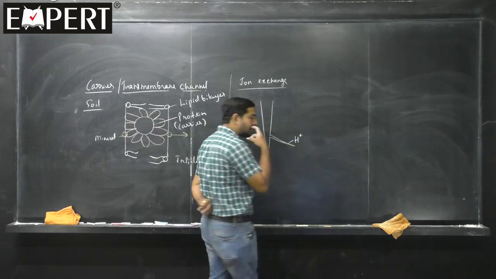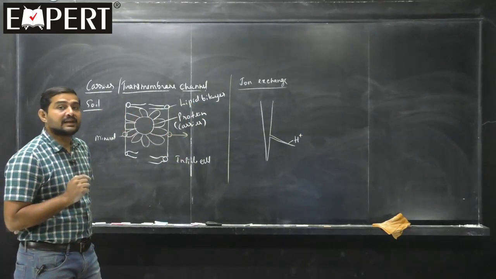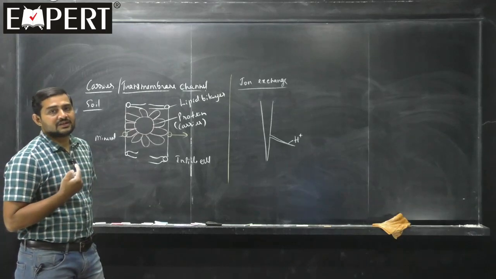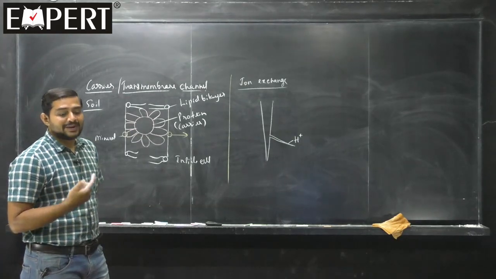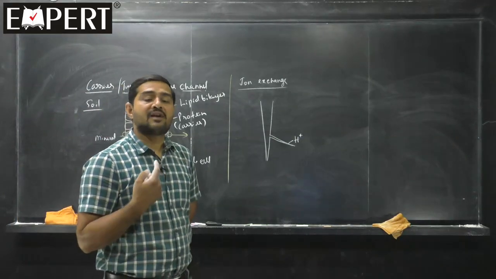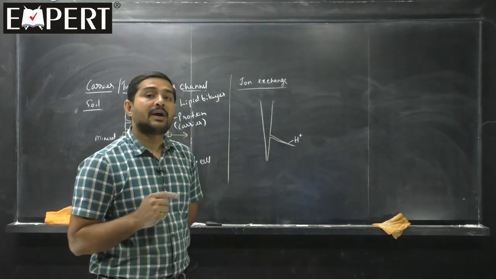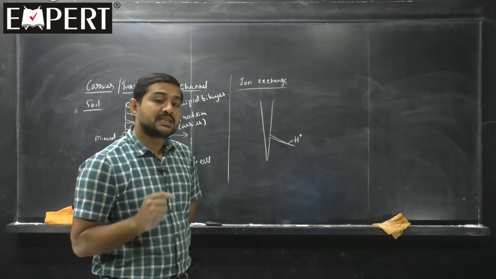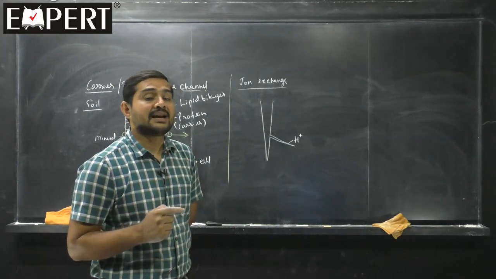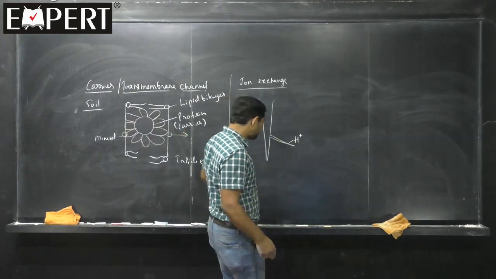hydrogen ion. Root has a hydrogen ion. How has the hydrogen ion come to the root hair? Because of respiration. The root undergoes more and more respiration, and respiration leads to formation of carbon dioxide. Carbon dioxide reacts with water to form carbonic acid, H2CO3. The H2CO3 will dissociate to H plus and HCO3 minus. That H plus is this H plus.